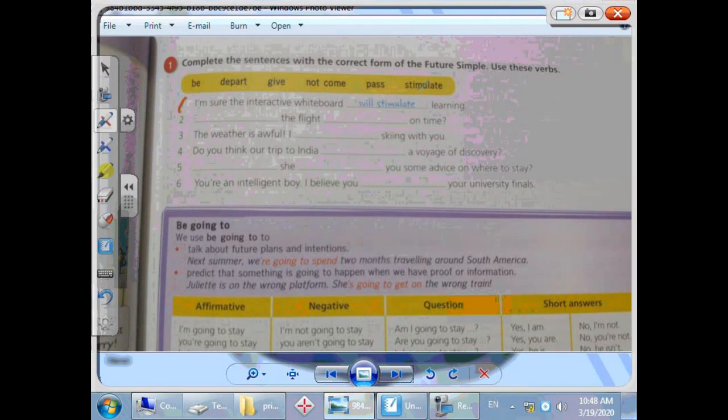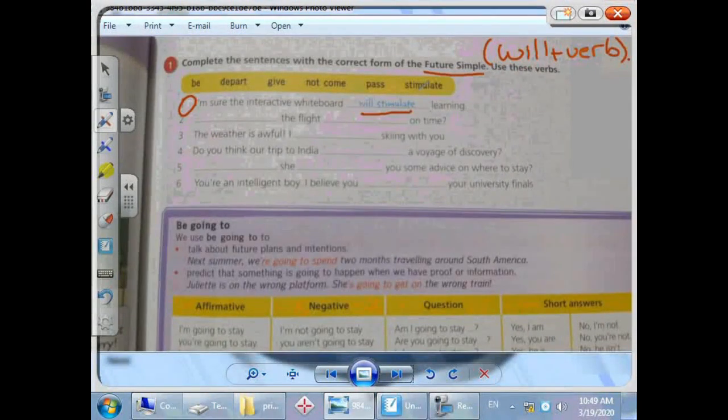So here we have number 1. It's already answered for us. We will answer the rest together. So we have the choices, and we said the future simple. We add will and then the verb. Okay, so here it's a question. See the question mark. So we start the question with will, with a capital letter because it's at the beginning of the sentence. So will the flight what on time? Be, depart, give, not, come, pass. Excellent, depart.